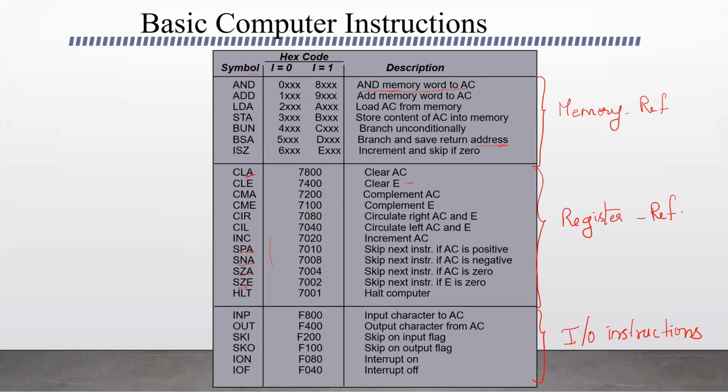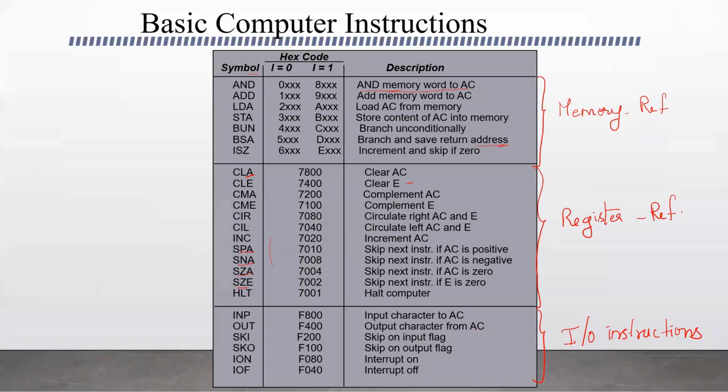All the operations are performed on the accumulator and E, the flip-flop that stores the carry. There is no memory reference here. And if you see these IO instructions, INP takes the input character to the accumulator, getting input and storing it in the accumulator. OUT takes the output character from the accumulator and moves it to the output device.